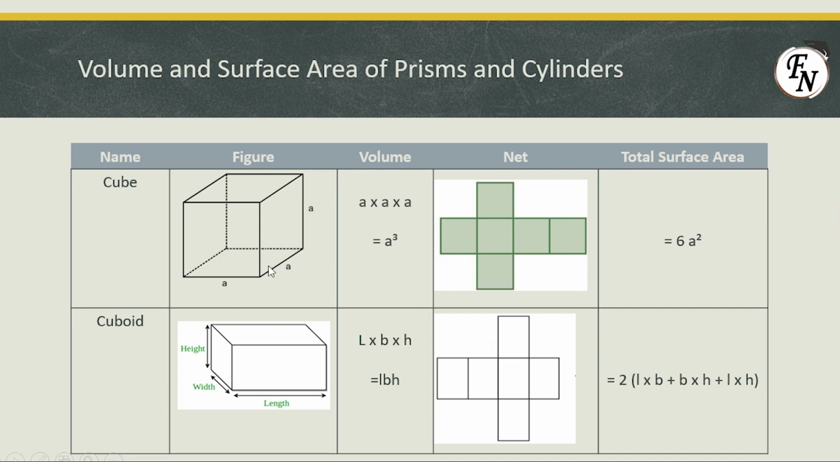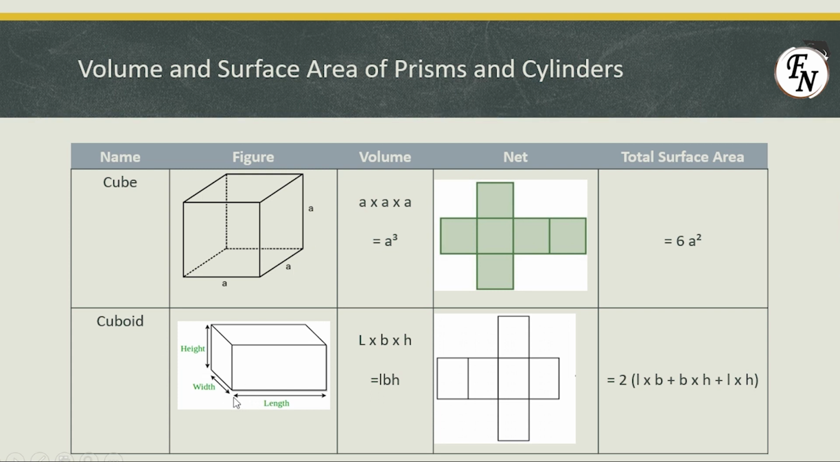That is important. And in cuboid, the length, width, and height are different. Width and length can be the same and height can be different. If one of the quantities is different, we will consider it a cuboid.